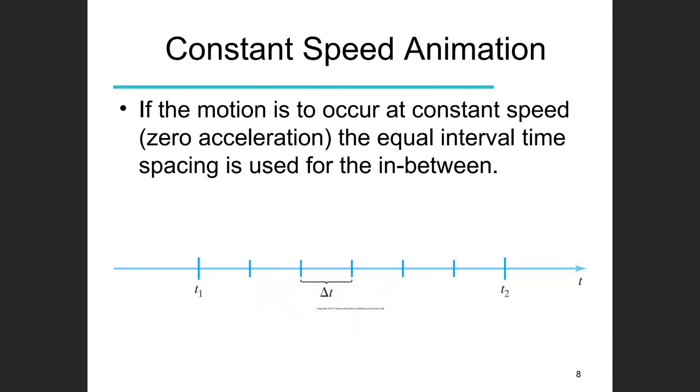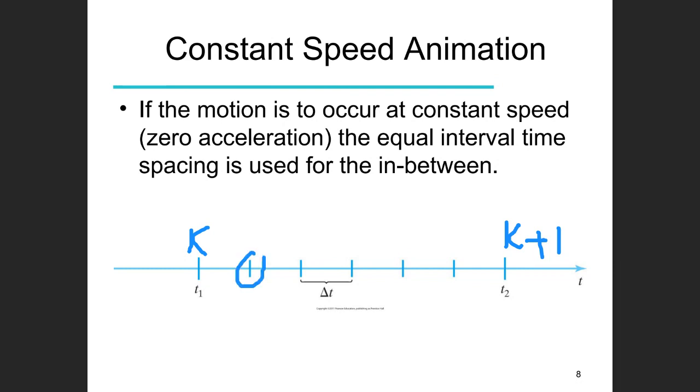So we are changing things with equal speed. This is the constant speed animation. For this constant speed animation, we are assuming that we insert the first keyframe at time t1 and our second keyframe is at time t2. The first keyframe we call k and the second keyframe we call k plus 1. Between these two keyframes, there are many in-between frames.